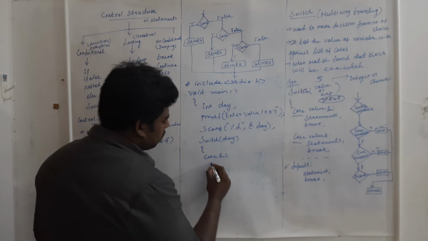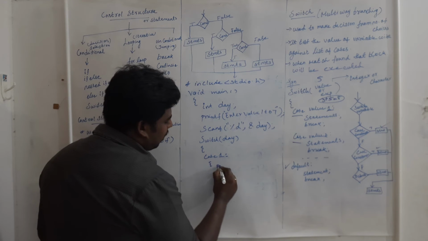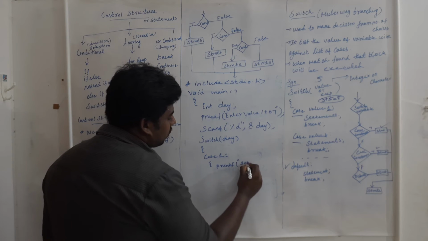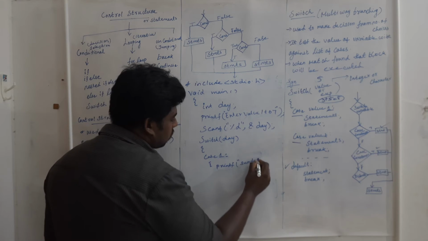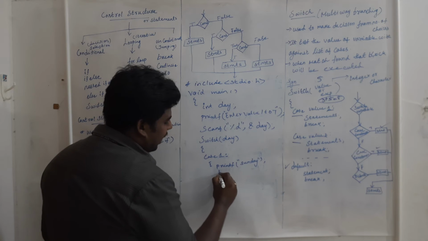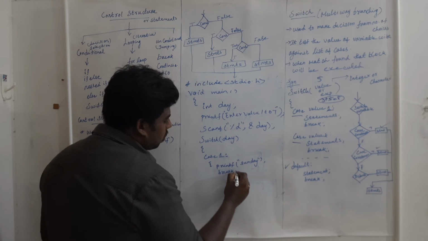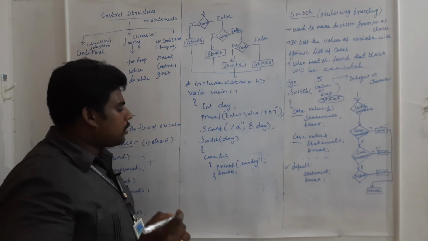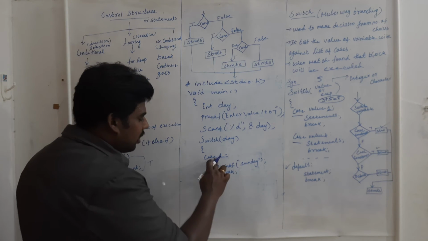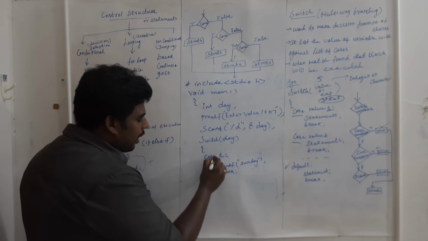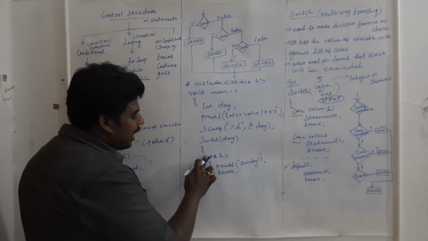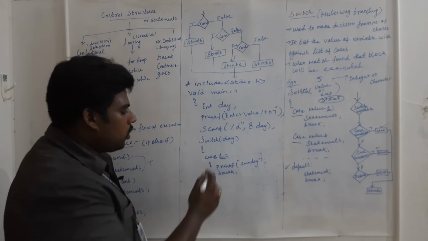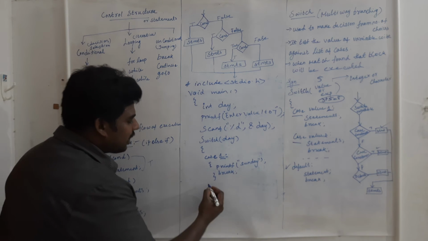So case 1, printf Sunday, then break. If two statements are there, a curly brace is required. If only one statement, no need of a curly brace. There should be a space between case and the constant. This is the case constant value, ending with a colon. Don't get confused in this.